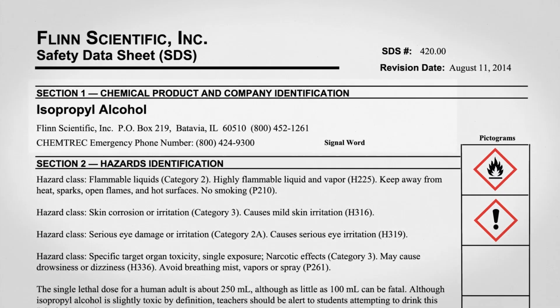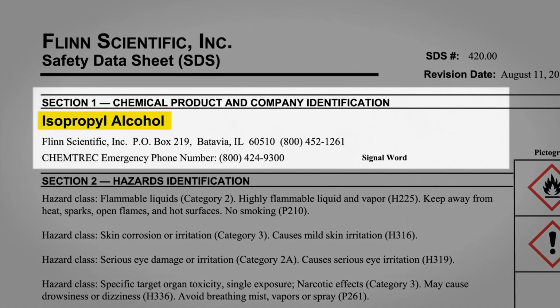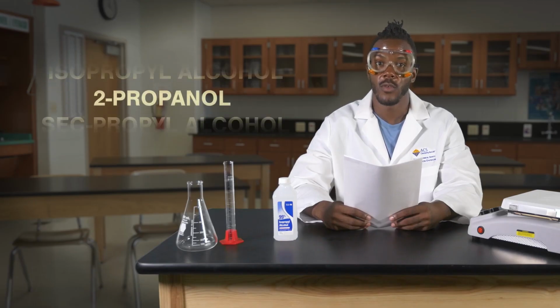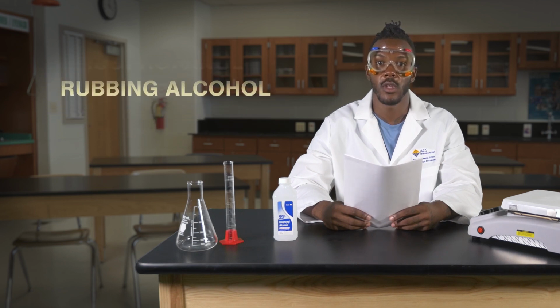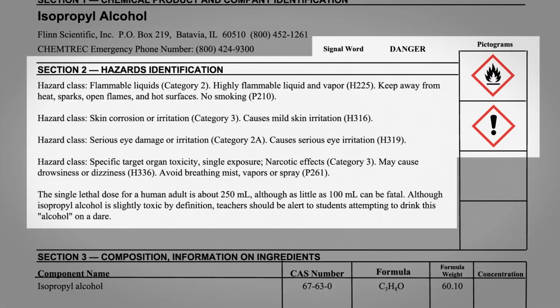The first section identifies the chemical and also gives the name and address of the manufacturer. Chemicals are known by different common and formal names, so if you're unsure about which chemical you're using, check to make sure the name of the chemical on the SDS matches that on the container. Section 2 identifies hazards. Hazards can be identified in 3 different ways.